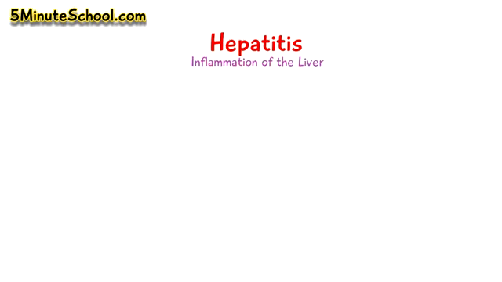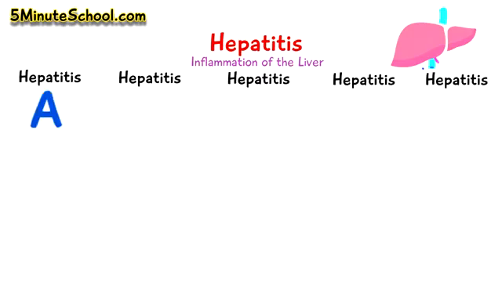Hepatitis is inflammation of the liver, and the cause of it varies, so it can be due to viruses, alcohol intake, drugs, or various chemicals. So let's start with hepatitis A.